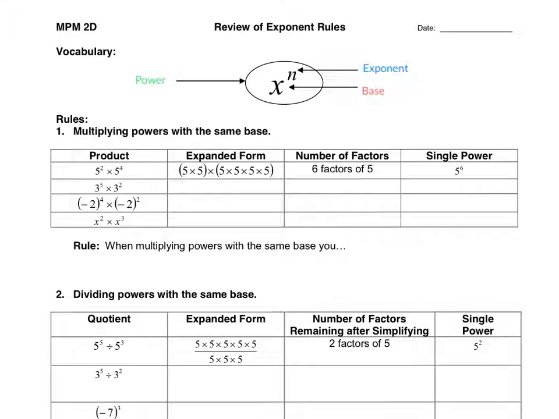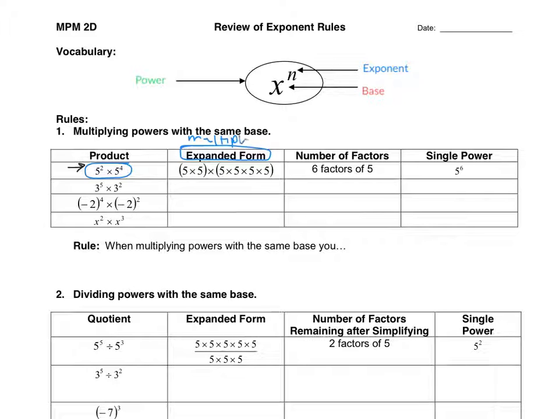All right, rules. We're going to review a few rules here today. Multiplying powers with the same base. So I have this first example here, and it has already been filled in for you. If we have 5 to the exponent of 2 times 5 to the exponent of 4, we can write that in the expanded form. Expand means to multiply when we're talking in math terms, so multiplied form.